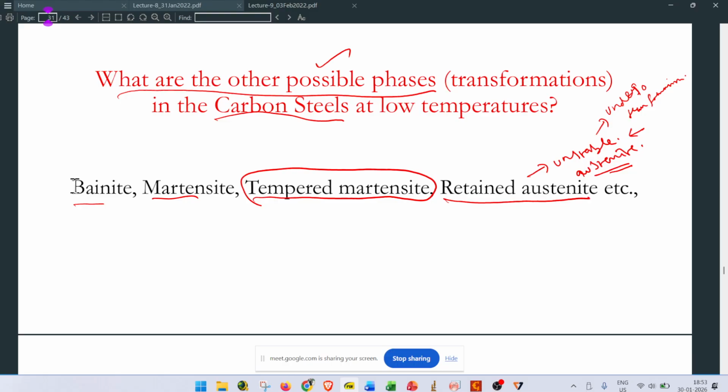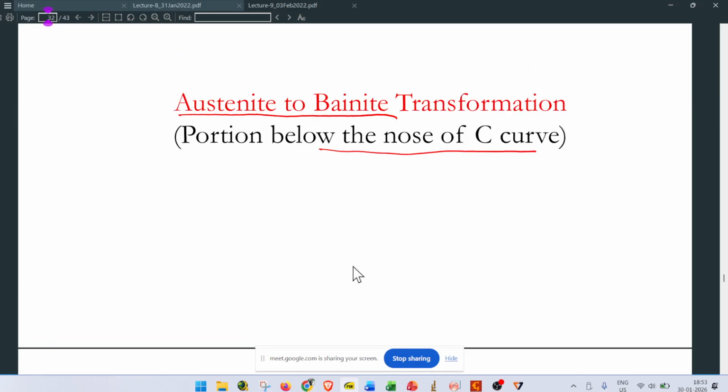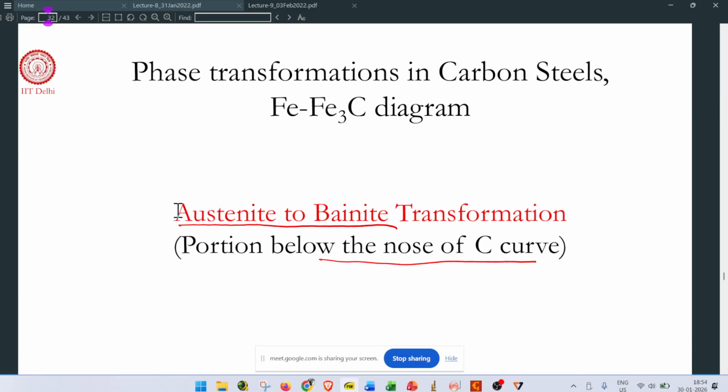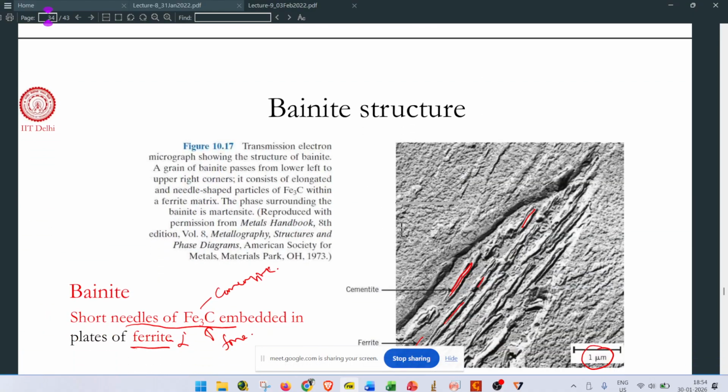Whatever this bainite, tempered martensite, and retained austenite are, we will see those now. After that, we will come back to our original slides. Austenite to bainite. So what is bainite?